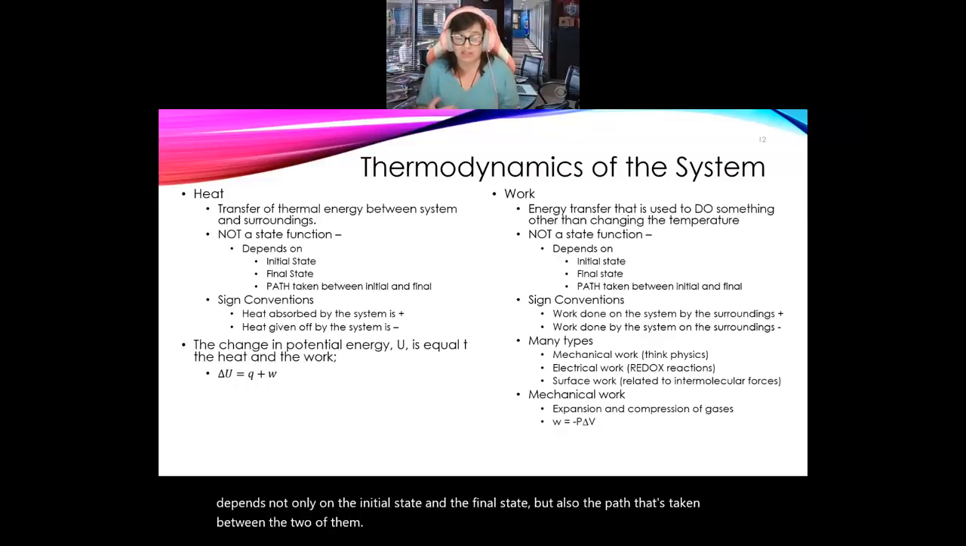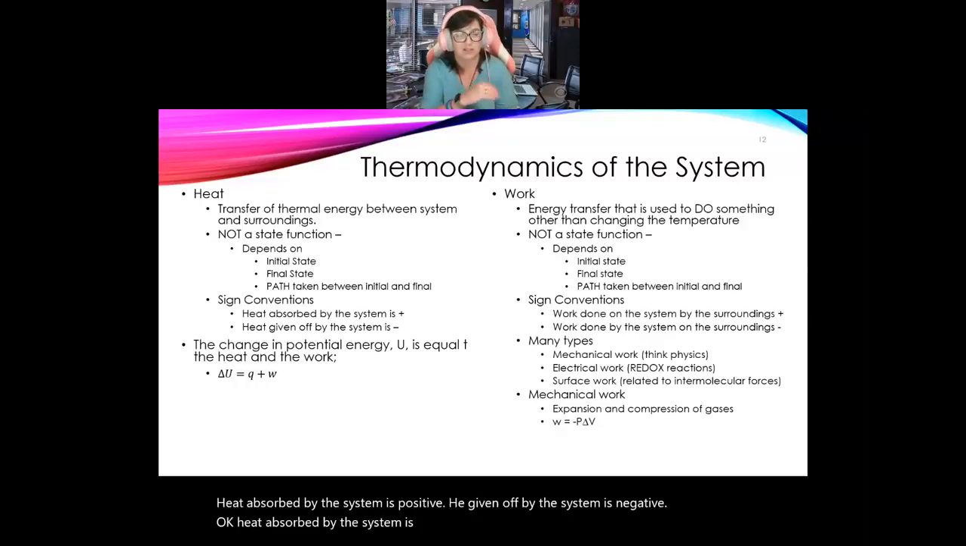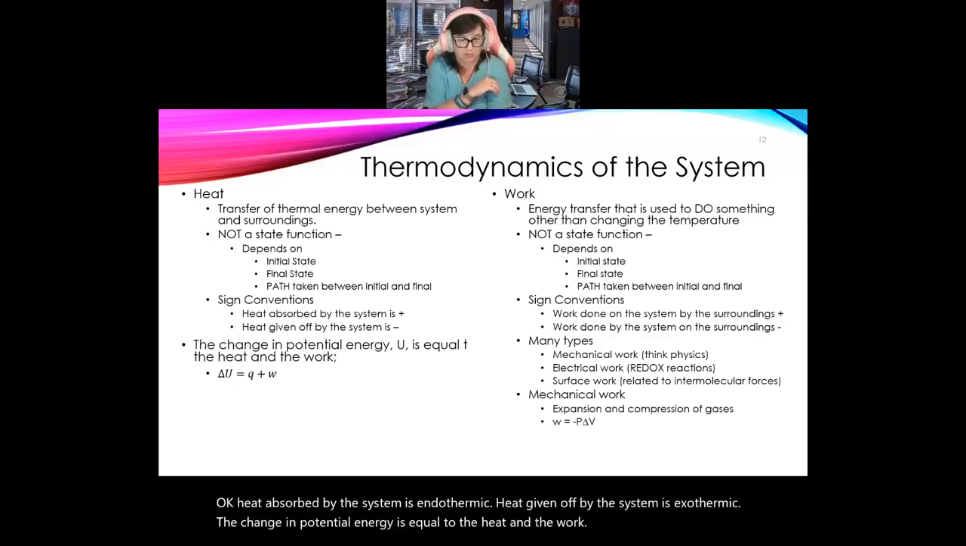Heat absorbed by the system is positive. Heat given off by the system is negative. Heat absorbed by the system is endothermic. Heat given off by the system is exothermic. The change in internal energy U is equal to the heat and the work. So delta U equals Q plus W.